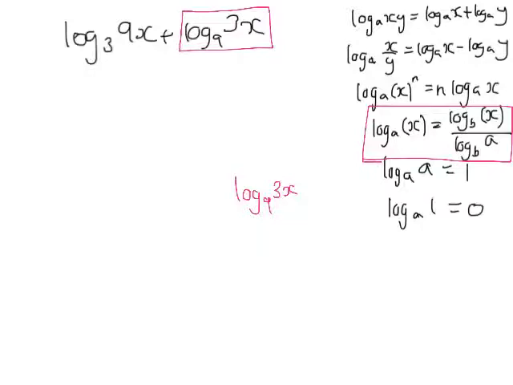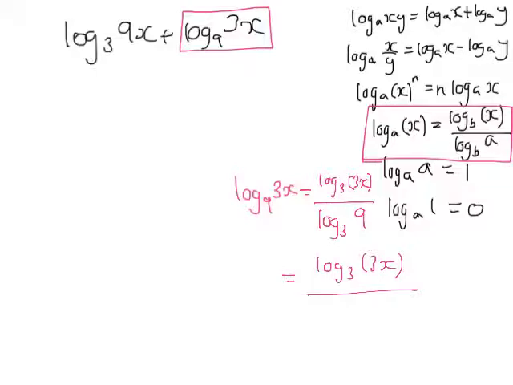Let's compare this to the law. We can see that our 9 is going to equal a, and our 3x is going to equal x. And we want our new base, b, to be equal to 3. So we can say that this is equal to log to the base 3 of 3x over log to the base 3 of our original base, which is 9. So this is actually log to the base 3 of 3x over log to the base 3 of 9, which is 2.